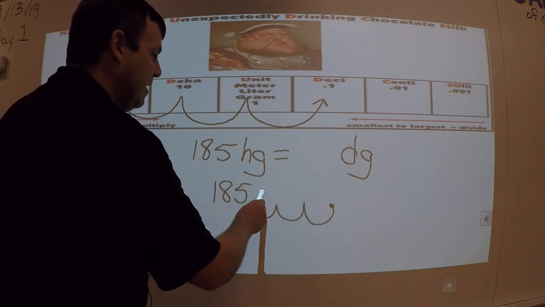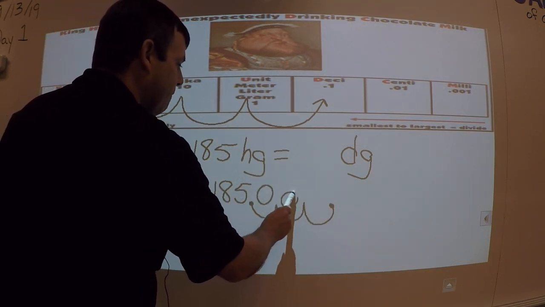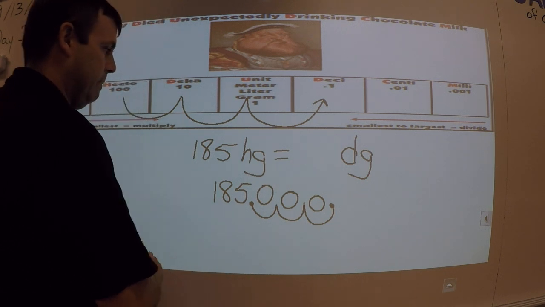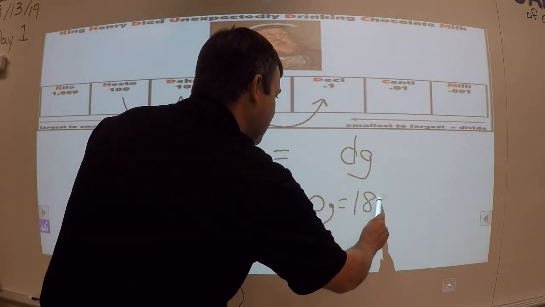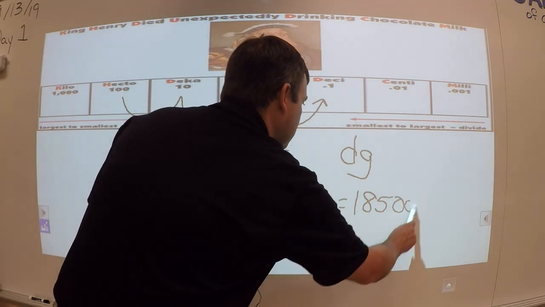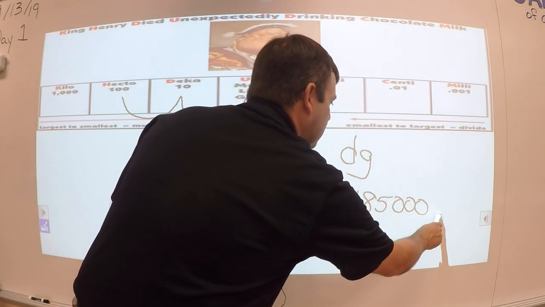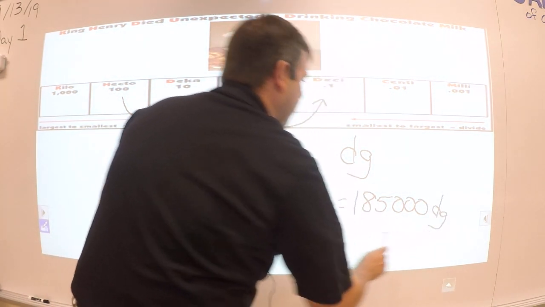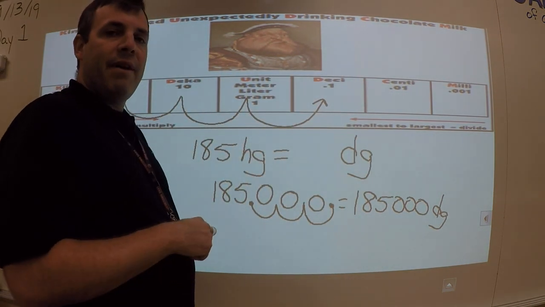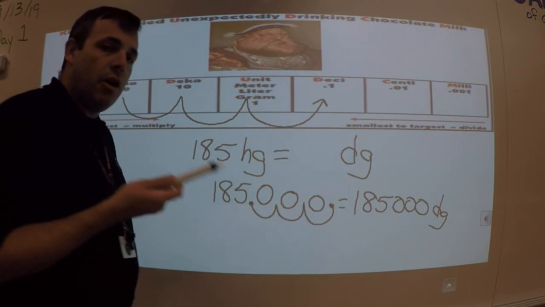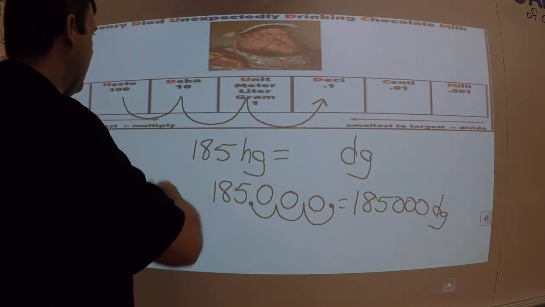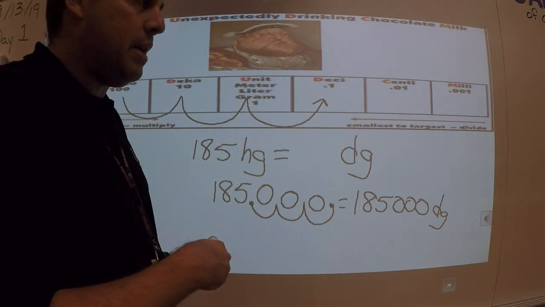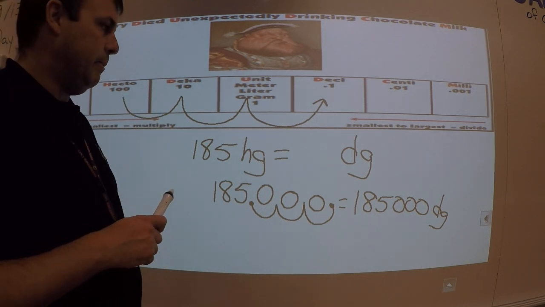I can't have these spaces be empty, so I'm going to fill those spaces with zeros. So that gives me an answer of 185,000 decigrams (dg) in 185 hectograms. Okay, that's all it is. It's all really just moving the decimal and knowing the direction to move the decimal. And if you take my train stop idea here, you can do it very easily.